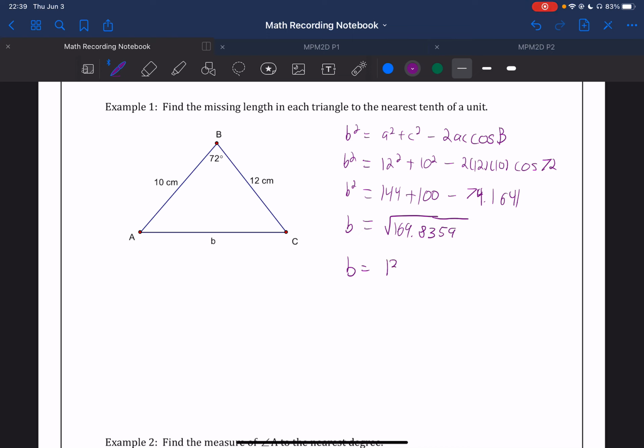And then I got 13 centimeters on the dot. So it's really just looking at what we have and then plugging in the information.